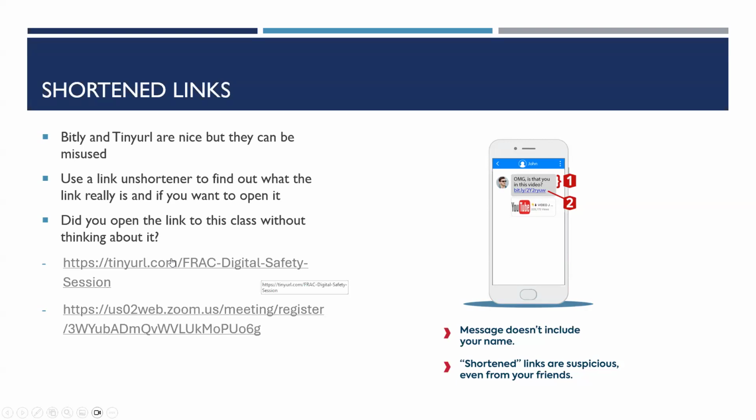But it's the same thing as QR codes. That tiny URL, if it didn't have this Frac Digital Safety Session at the end, you'd have no idea what that was. And so you can use what's called a link unshortener to open that link for you and tell you what it is without you actually opening it yourself. And then I can tell, okay, this is a Zoom meeting link. I know where this is going.